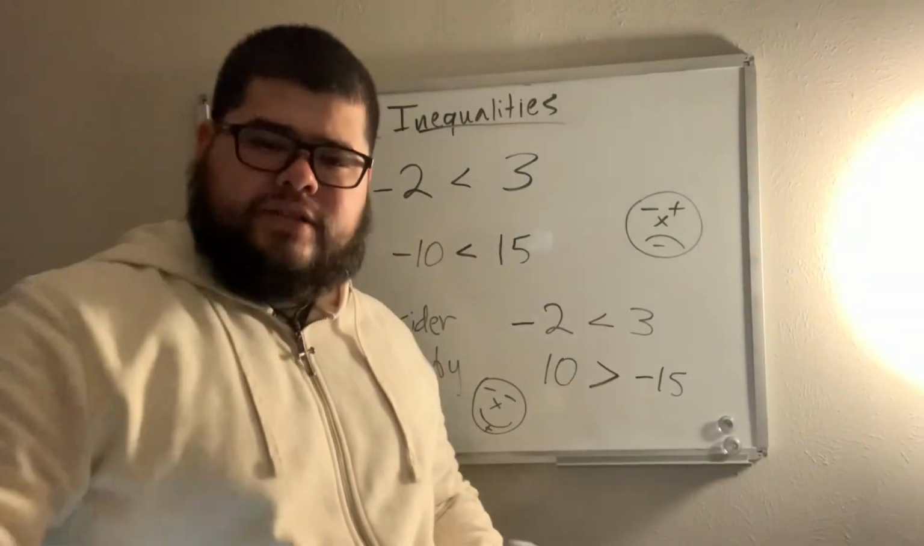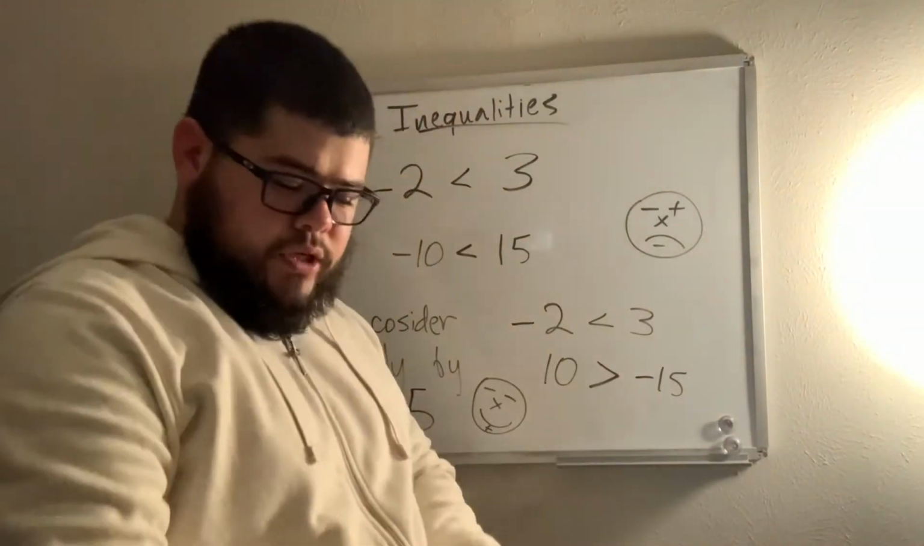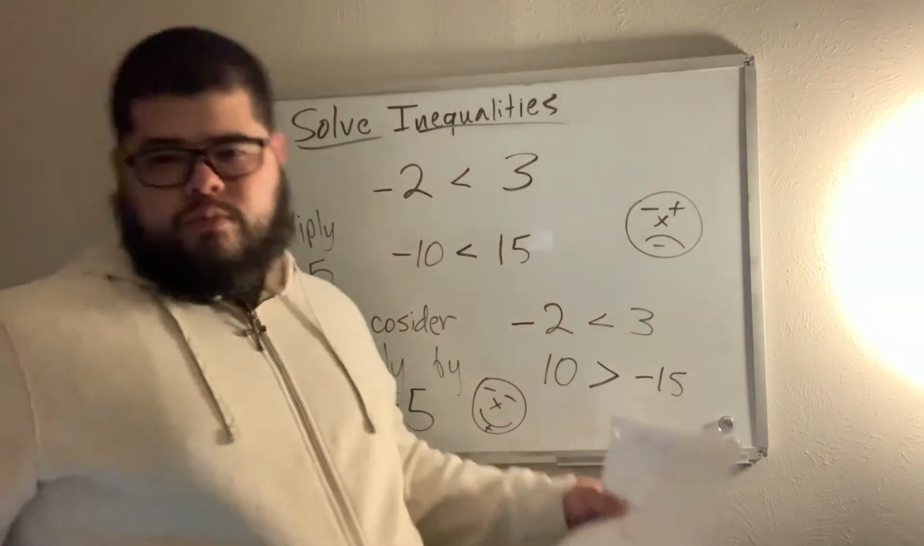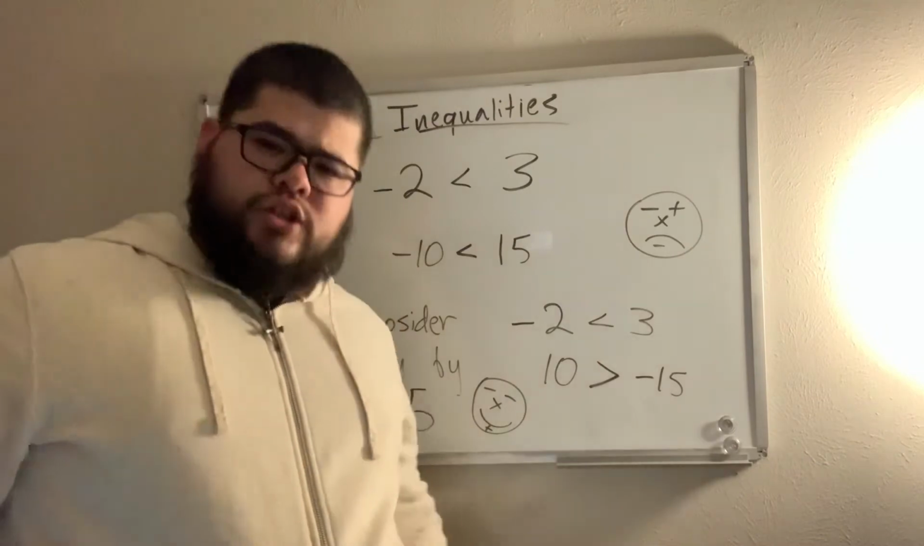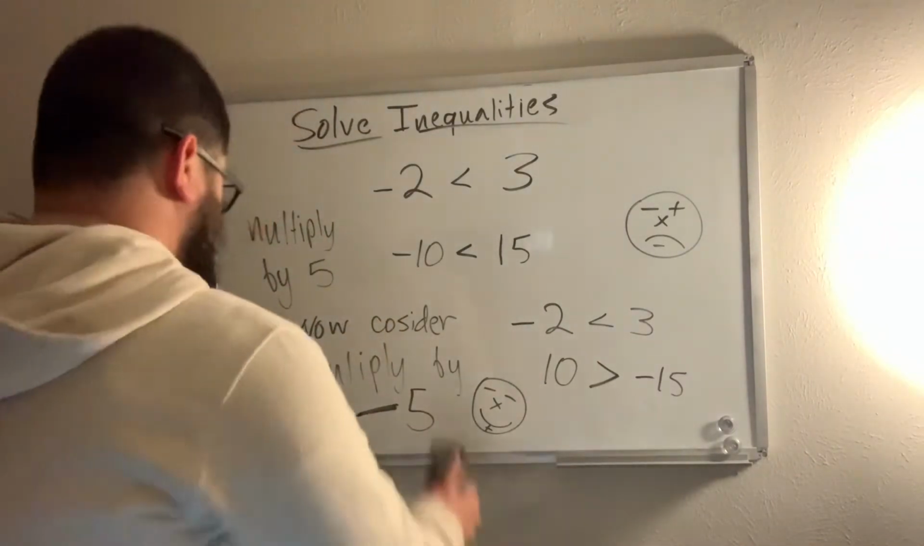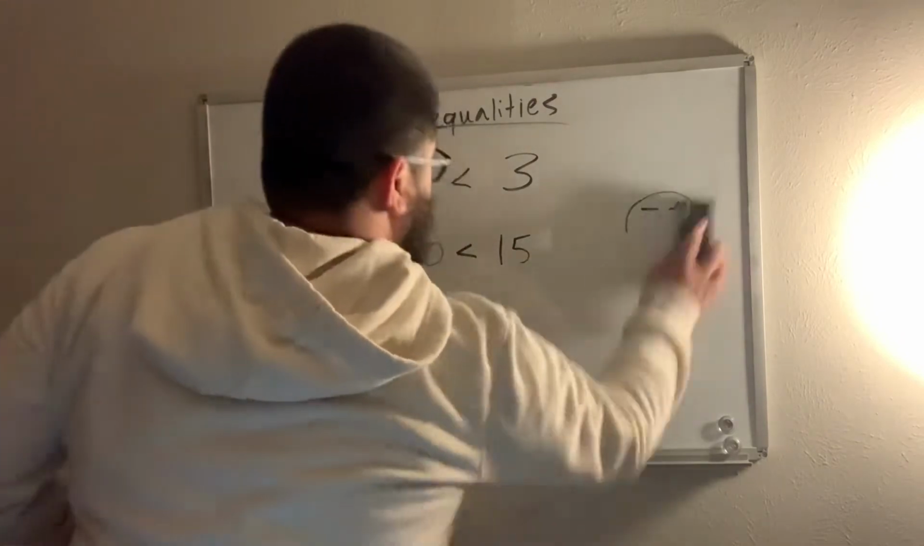Hey class, this is part 7 of solving inequalities. We just talked about the exception to solving inequalities. The main exception is when you multiply or divide by a negative, you must change the sign. We're going to go ahead and solve some examples that deal with that information. So I'm going to go ahead and erase this.